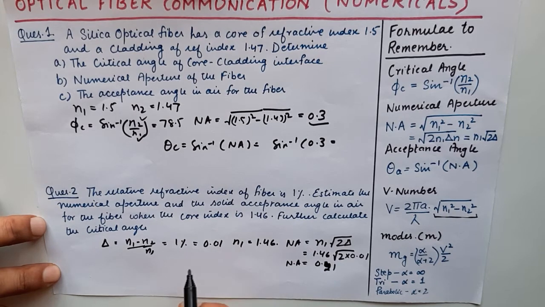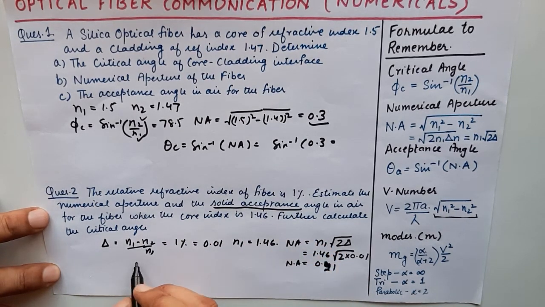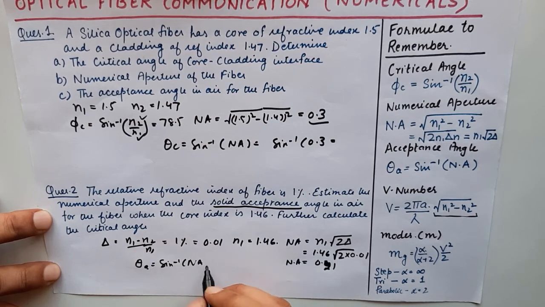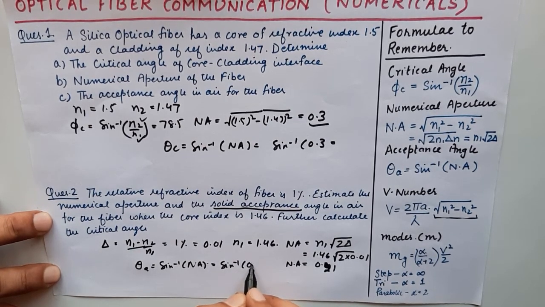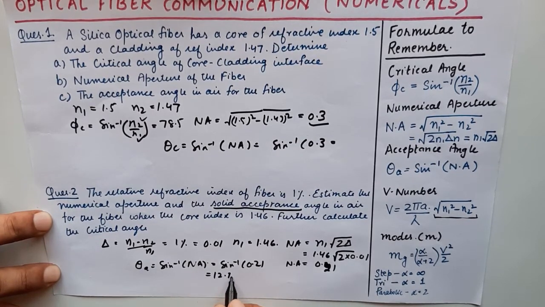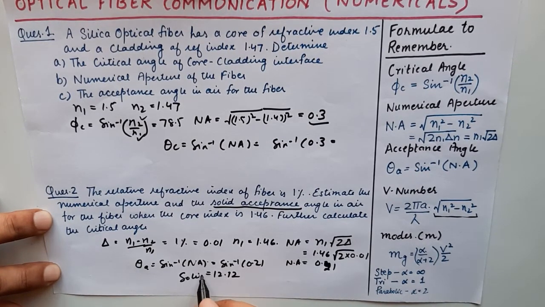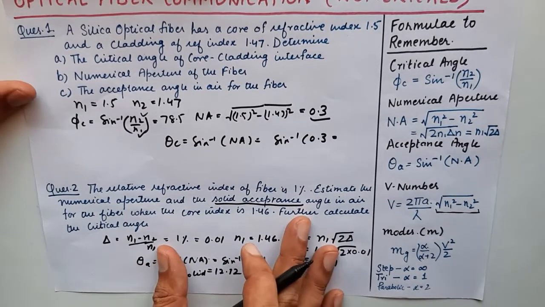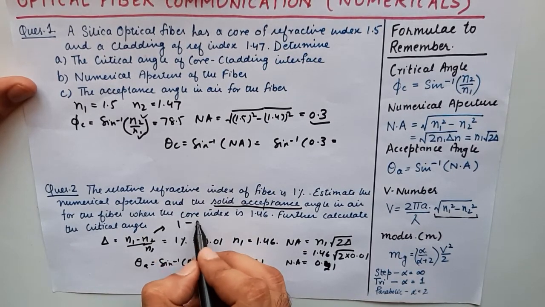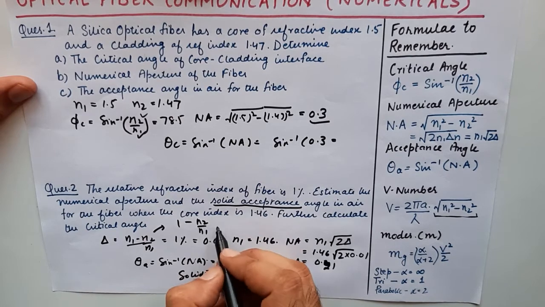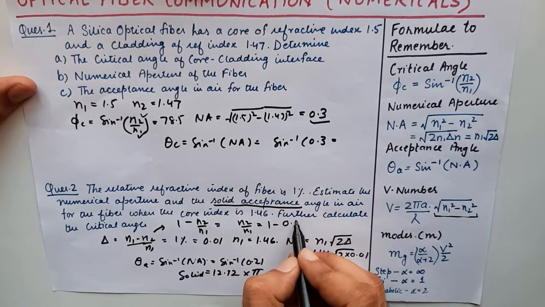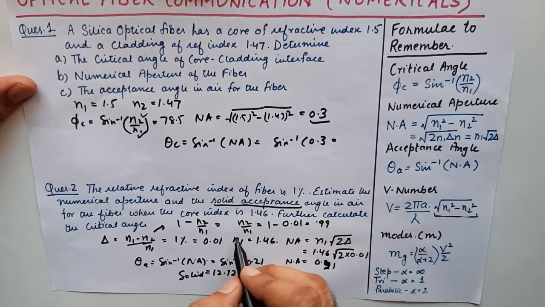Once numerical aperture is found, we can easily find the acceptance angle in air, but this is the solid acceptance angle. Please understand, acceptance angle is theta a, which is sine inverse of numerical aperture. So this is going to be sine inverse of 0.21, which will come out to be 12.12. But if you wish to convert it into solid, you know the formula. You can multiply it with pi and divide it by 180 degrees. So that is what it is, and from here we can find that this is 1 minus n2 by n1. So n2 by n1 will become 1 minus 0.01, which is 0.99. And why am I finding this?